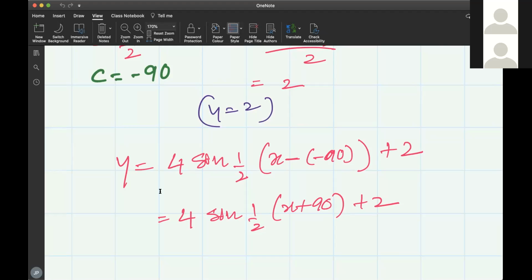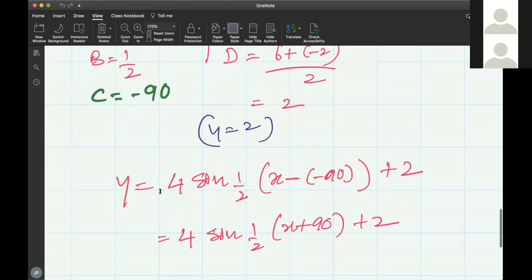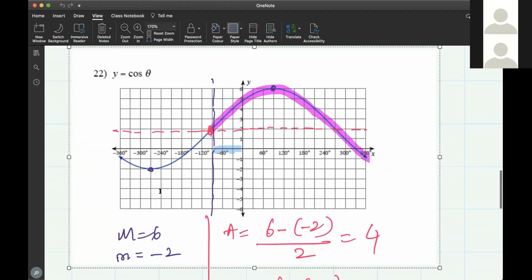Well, it's not over because we want to write it in terms of cos. The same thing, the cos. Remember what I said, where you first mark where the cos is starting. Cos is starting at the maximum value. Cos starts at the maximum value. At that maximum value, draw that line.